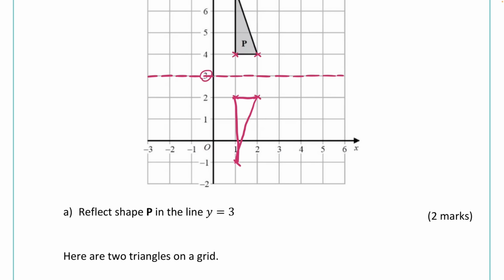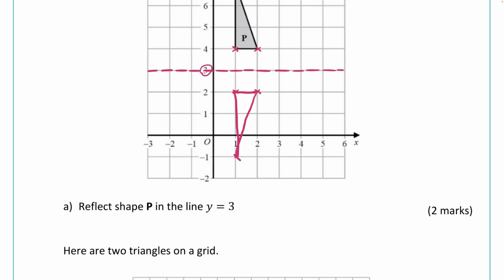And I just want to read the question carefully, to see if it asks me to label that shape. This one hasn't, but do make sure you draw it in nice and neat. This one here, I've not drawn it particularly well. Let's try and draw it a little bit neater. And there we go, there is my reflection.